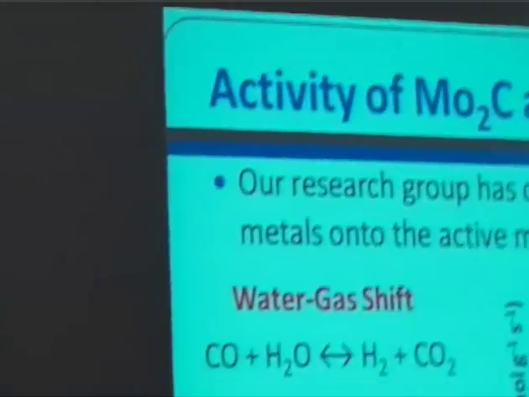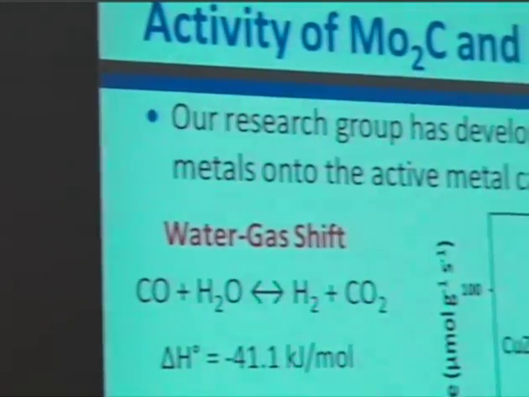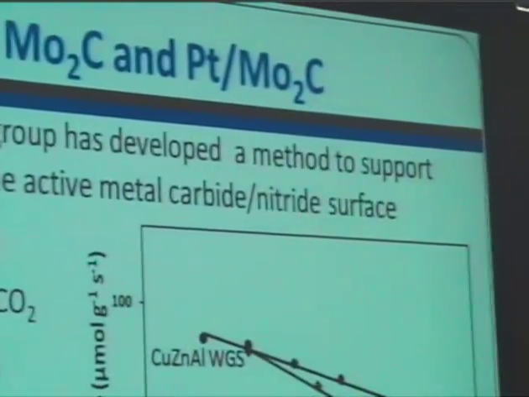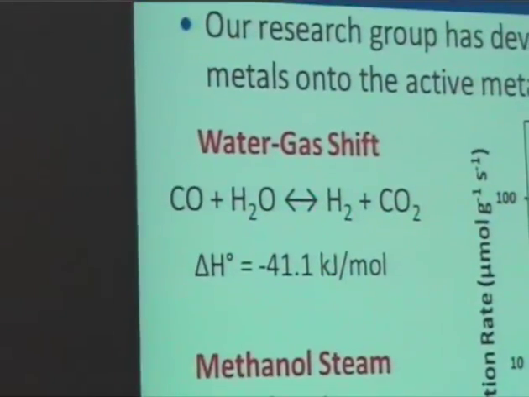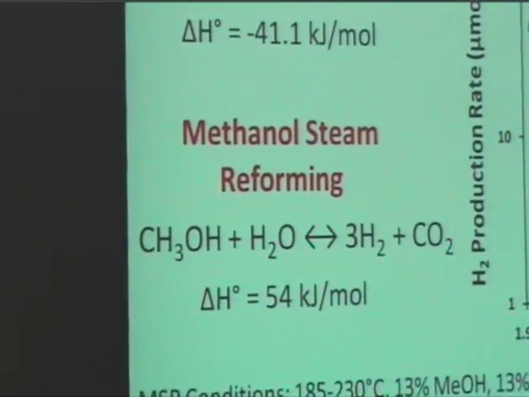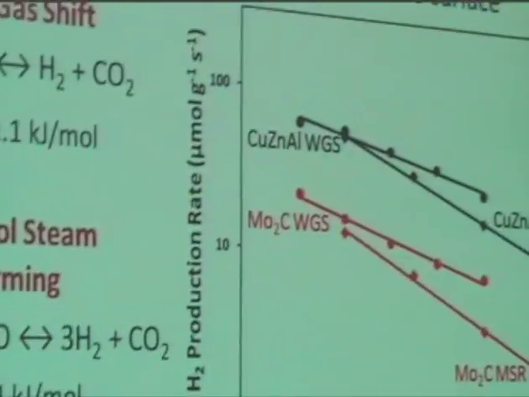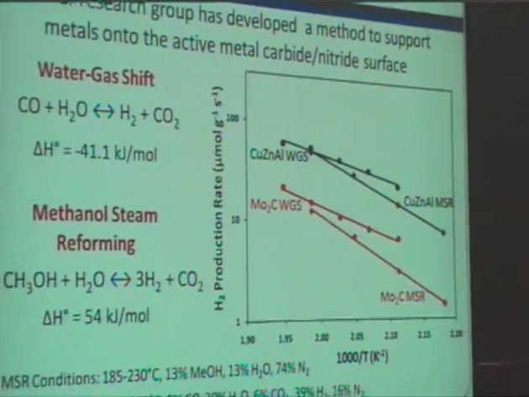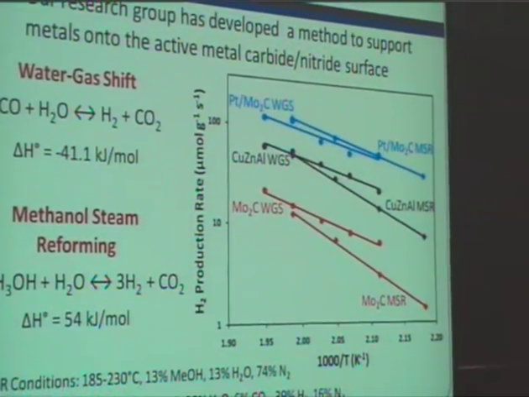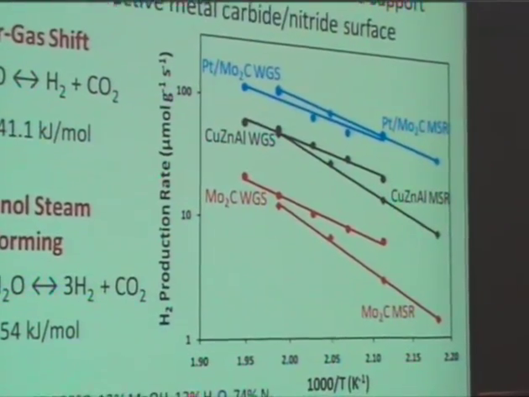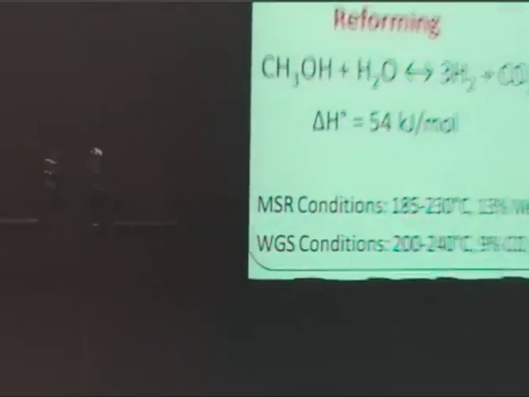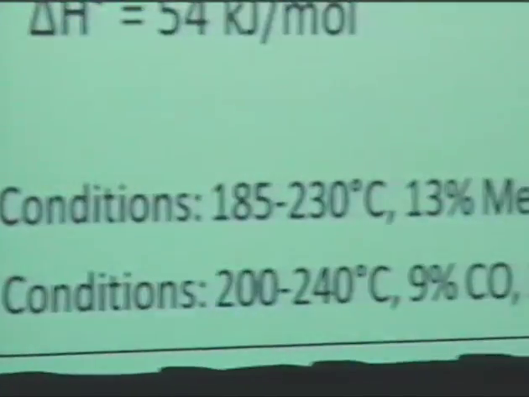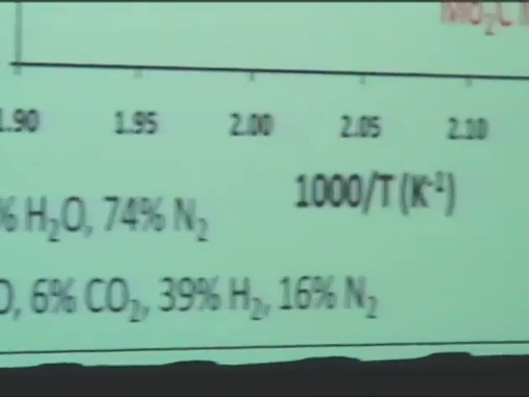Now in our group, we've done some work on these materials, moly carbide and platinum supported on moly carbide, for both the water gas shift and the methanol steam reforming reactions. Shown here are just the activities for the hydrogen production rates for these two materials, for moly carbide for steam reforming and for shift, compared to the commercial catalyst copper, zinc, aluminum. When we support platinum onto these materials, we get a marked shift upward in the activity, much higher than both the moly carbide support and also the commercial copper, zinc, aluminum catalyst.